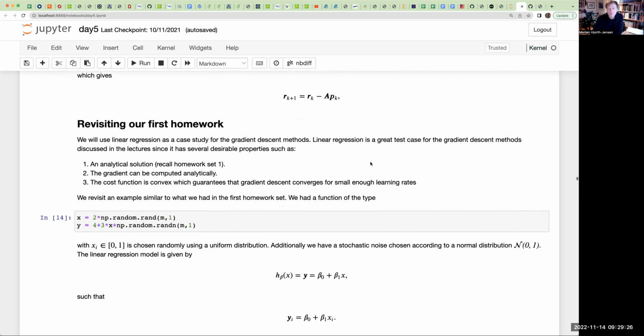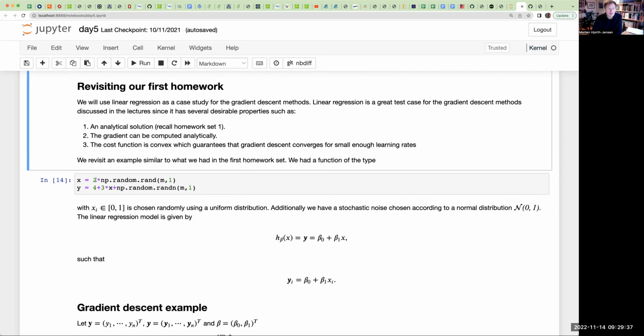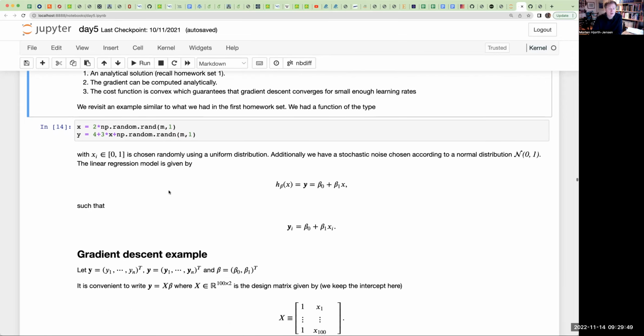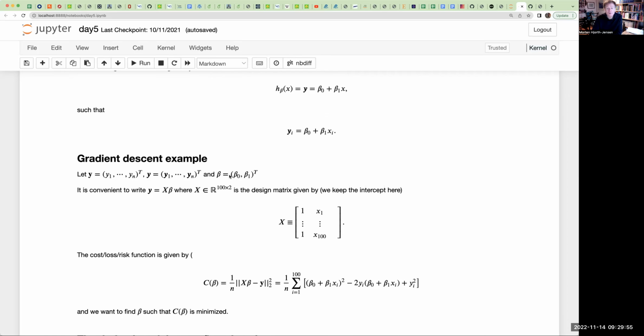So if we now look back at one of the first homeworks, which we had the first week when we met, in that case, we were looking at a simple function where we had some random numbers, and then we had our y, which was simply a linear function in terms of the parameter x. And we had some additional random noise given by normal distribution. So if you now look at the gradient descent example, and we just have two parameters, and we want to perform a polynomial fit. So that means that in this case, we keep the intercept, and it means that the design matrix is going to have a dimensionality 100 times 2.